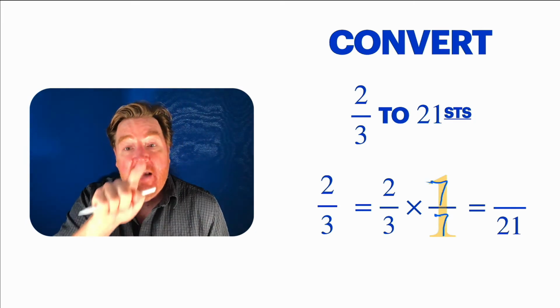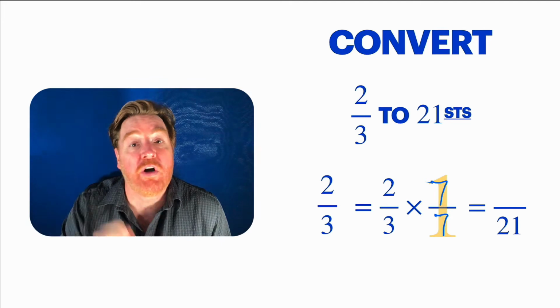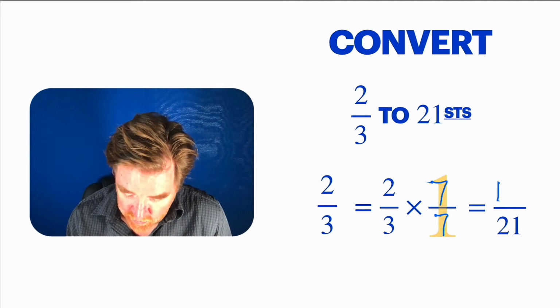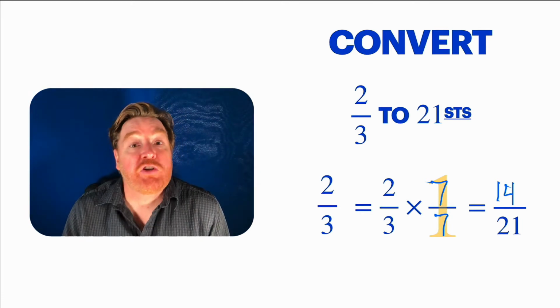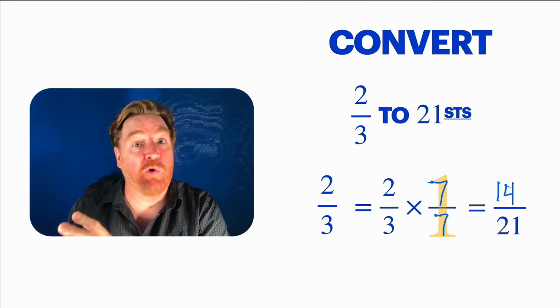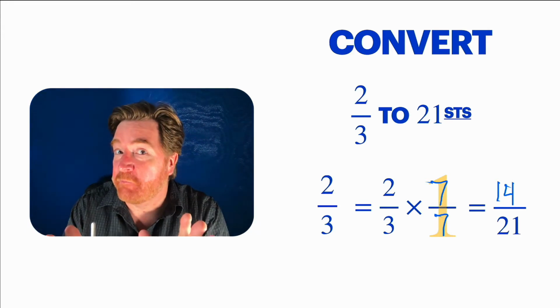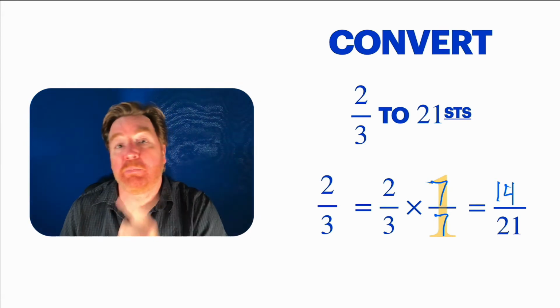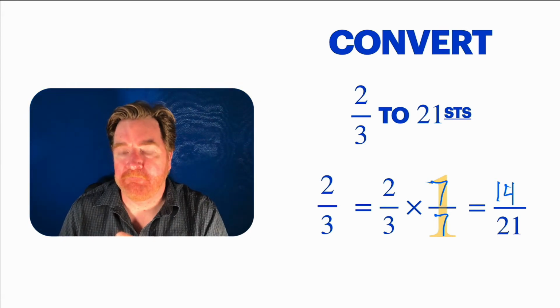7/7. So in the denominator, 3 times 7 is 21, good. And 2 times 7 is 14. There we go. Looking good. So 2/3 is exactly the same number as 14/21. They just look different. And we converted or anti-simplified by multiplying by 1. All right? Very nice. Let's do another one.